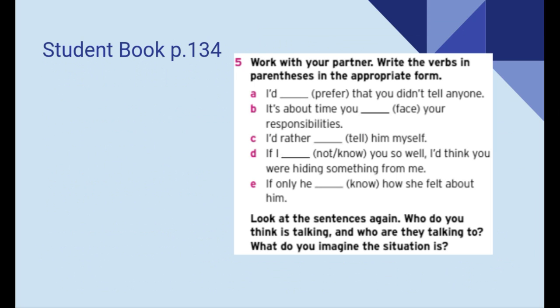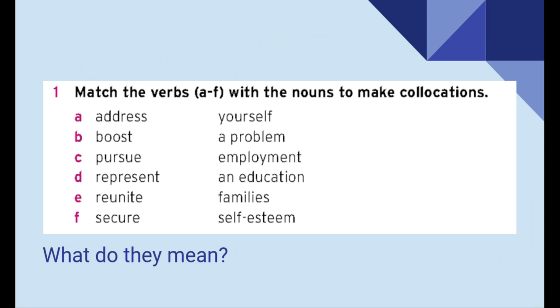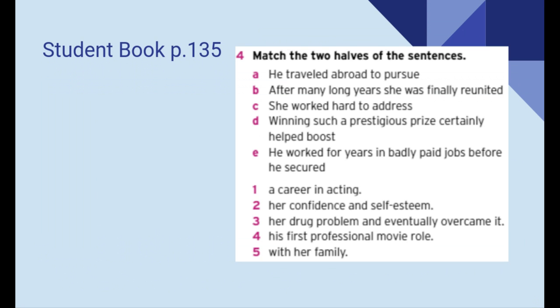Okay, guys, let's continue with our review. Please match the verbs with the nouns to make collocations. Once you finish, think about this. What do these phrases mean? Pause the video, please. Okay, guys, for example, we say address a problem, boost self-esteem, pursue an education, represent yourself, reunite families, and secure employment. Great. Now go to your student book, page 135, exercise number 4.